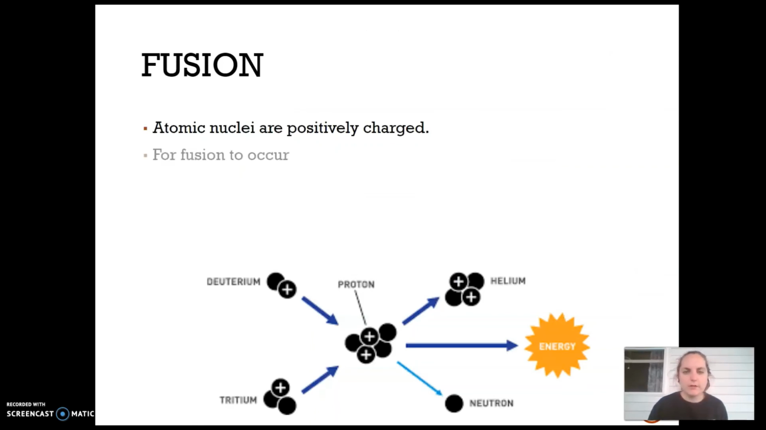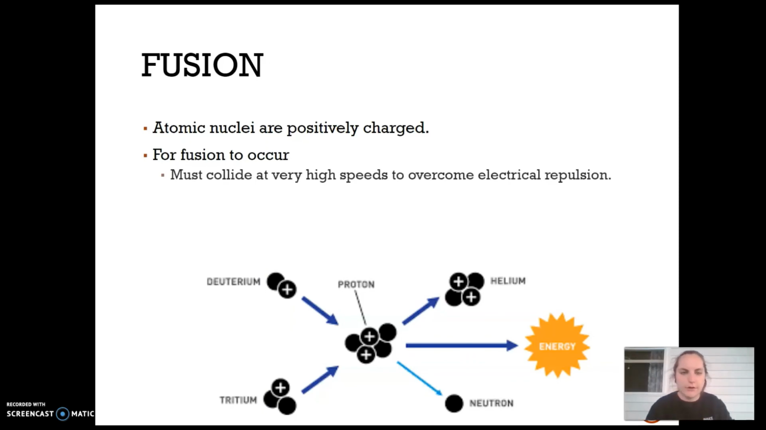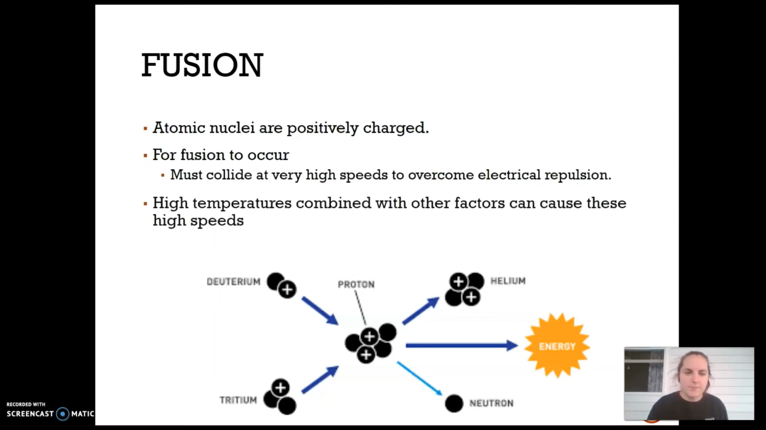So atomic nuclei are positively charged. And so for the fusion of these two atomic nuclei to occur, they have to be moving at really high speeds and really high temperatures. So they must collide at very high speeds to overcome the electrical repulsion. Again, think back to electrostatics. These are both positively charged nuclei, so they automatically want to repel from one another. But if we were to force them into this reaction, then we would need to collide them at very high speeds. High temperatures combined with other factors can cause these high speeds. And so what is created is helium, energy, and a neutron.